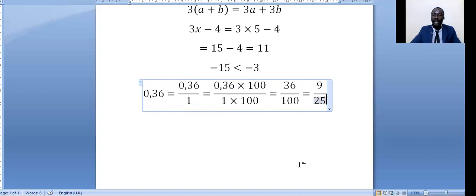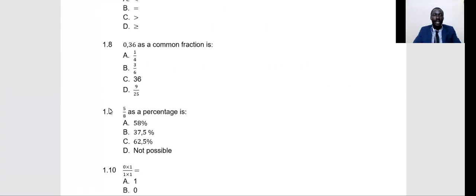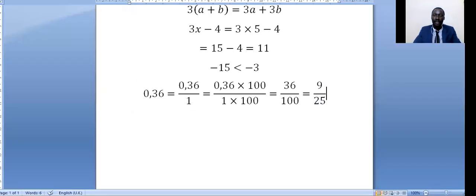And so what is the solution from here? We check 9 over 25 is D. So the solution to question 1.8 is D. Now the next thing we want to look at is question 1.9, which states that we write 5 divided by 8 as a percentage. Well, let's first have it right here.